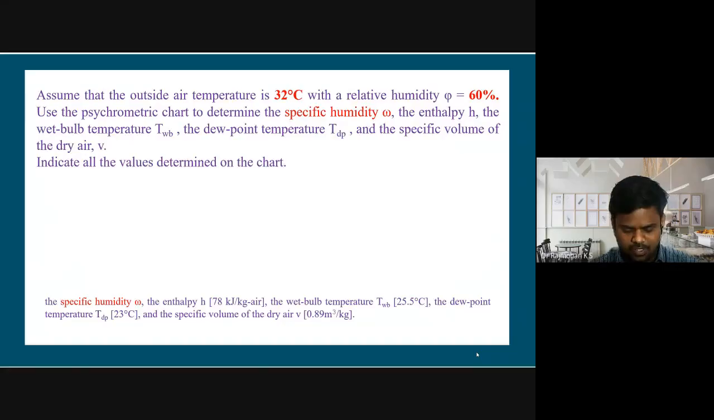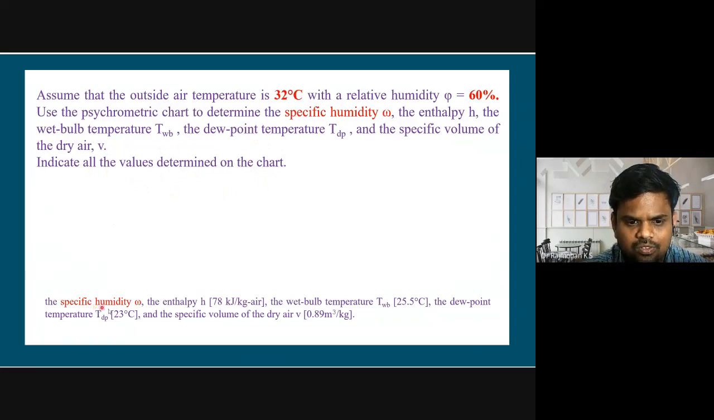Okay, take down this problem. Assume that the outside air temperature is 32 degrees Celsius with a relative humidity of 60%. So these two parameters, dry bulb temperature and RH, relative humidity, are known. Use the psychrometric chart to determine the specific humidity omega, that is absolute humidity, the enthalpy h, the wet bulb temperature T_WB, the dew point temperature T_DP, and the specific volume of the dry air v. Indicate all the values determined on the chart. We have to show the values on the chart. Okay, so that's important.